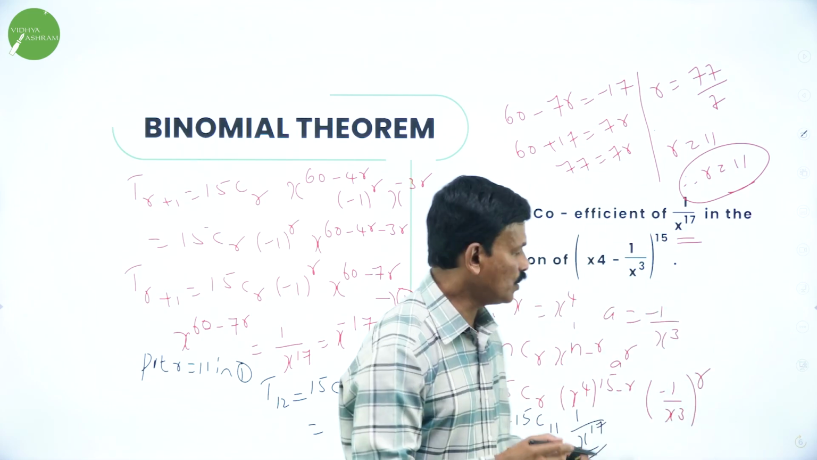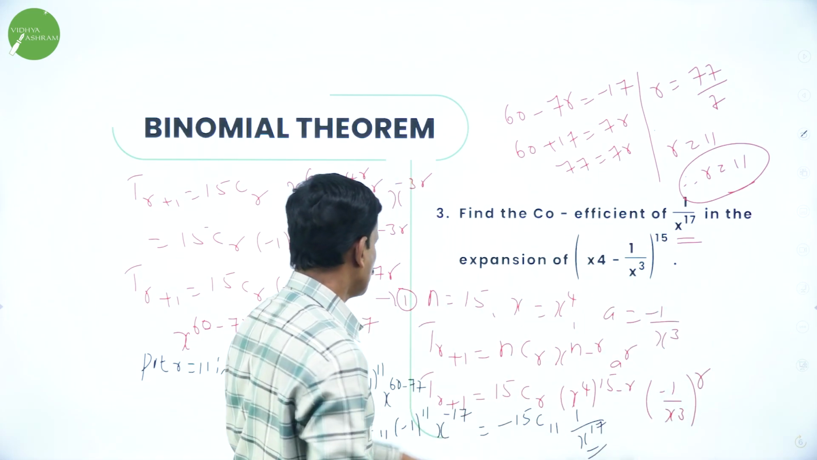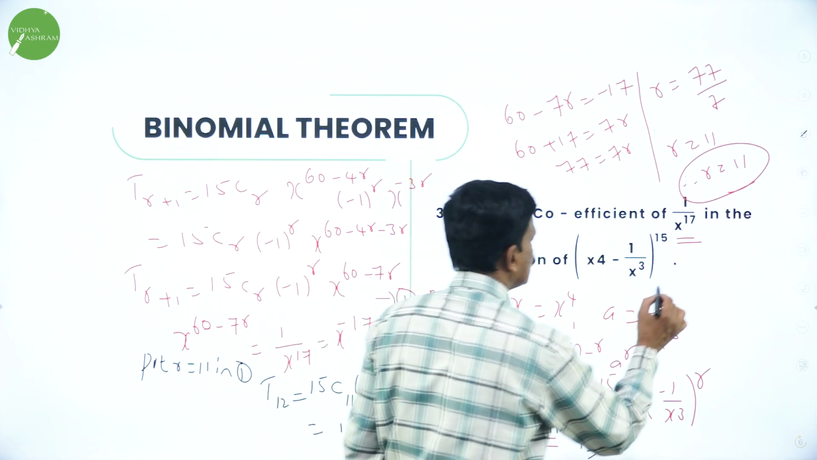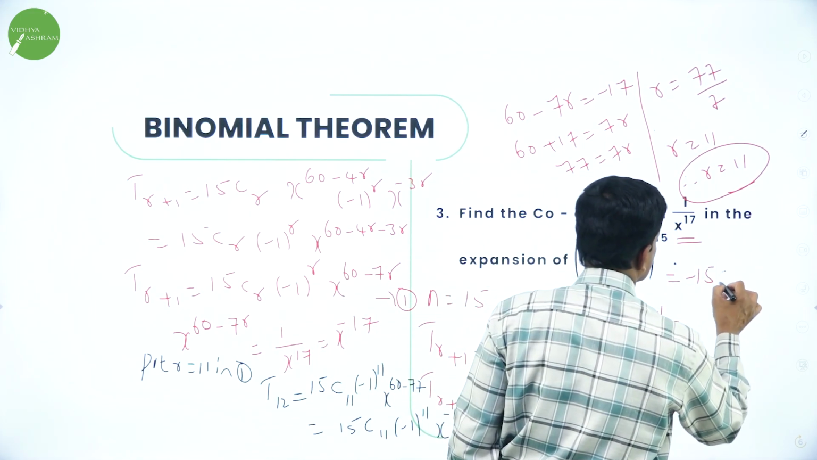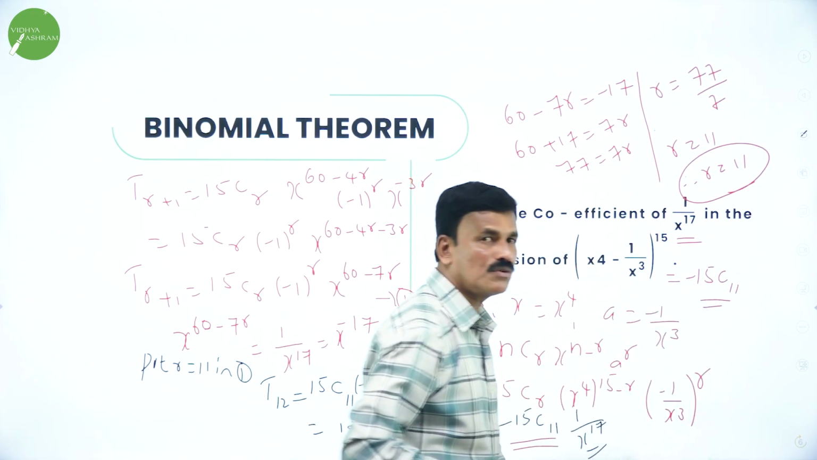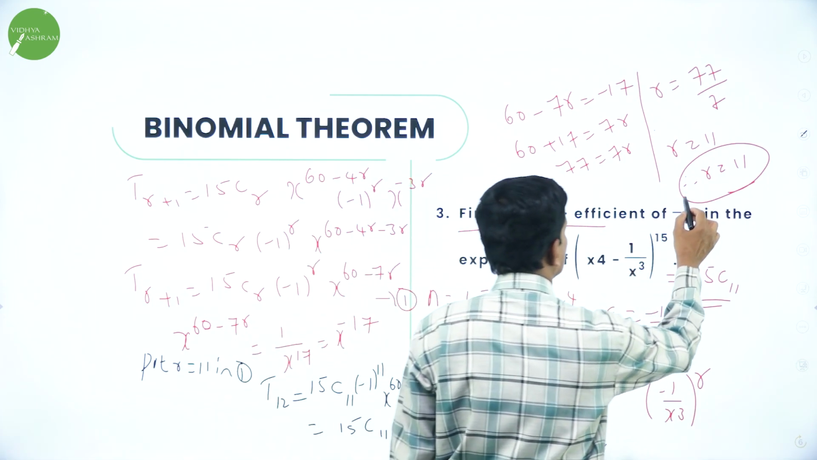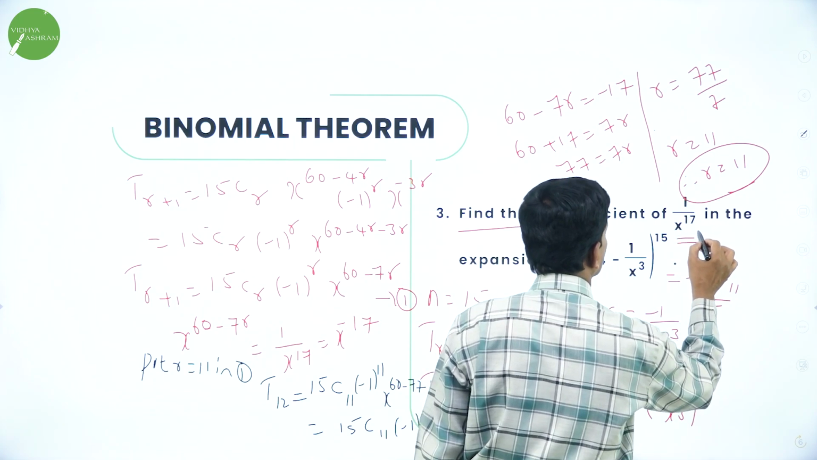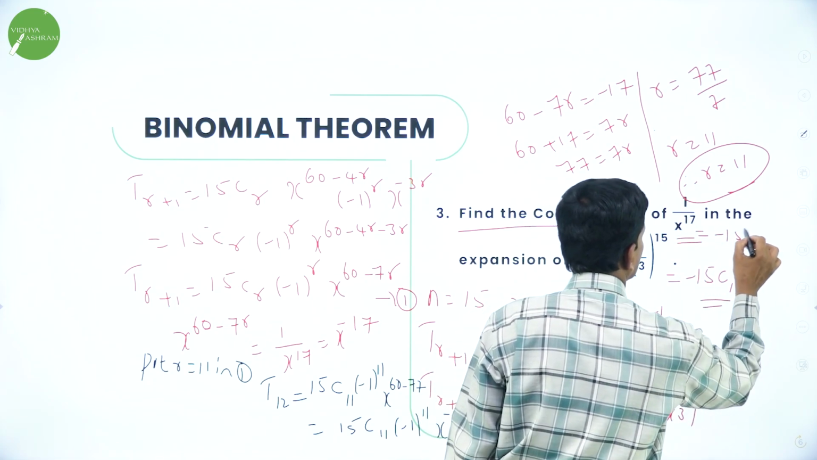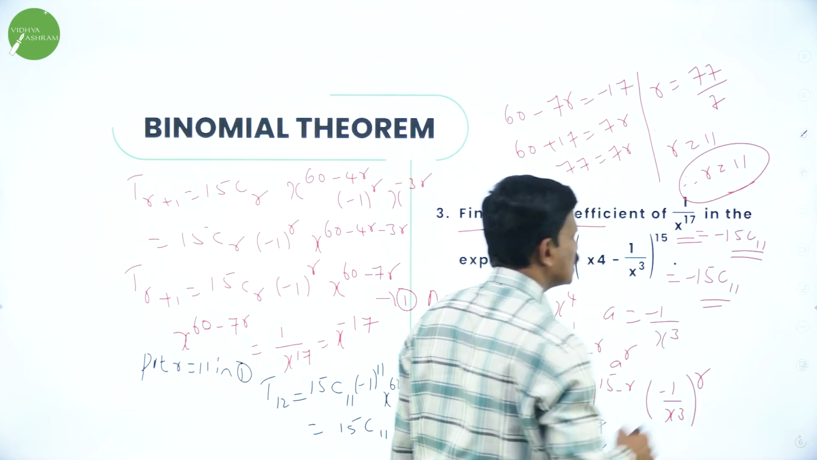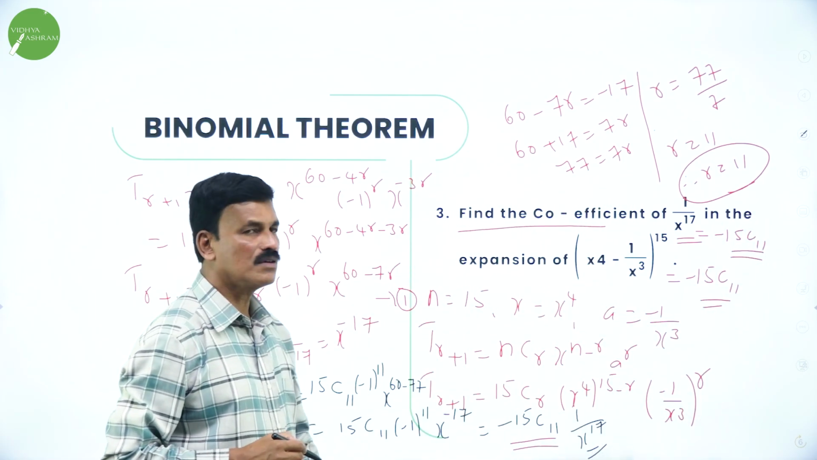So therefore the coefficient of 1 over x to the power of 7 is minus 15. So the coefficient is minus 15C11. That's it. Hope you followed. Conclude it: therefore the coefficient of 1 over x to the power of 17 is equal to minus 15C11. That's it. This is the required answer.